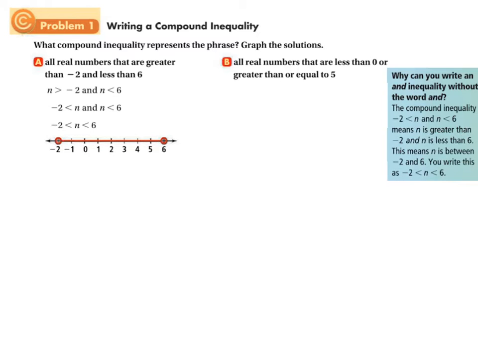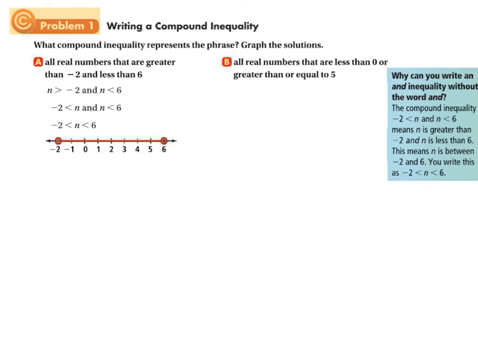This here just says, why can you write an "and" inequality with the word "and" put it together? The compound inequality has n being both greater than -2 and less than 6, and it's possible to be both at the same time. And so you write "and," meaning you need to be this and that, okay?